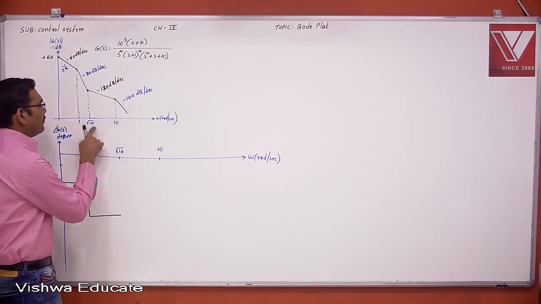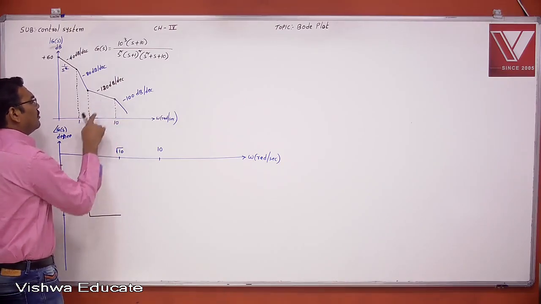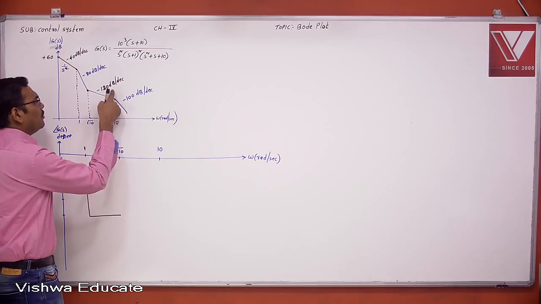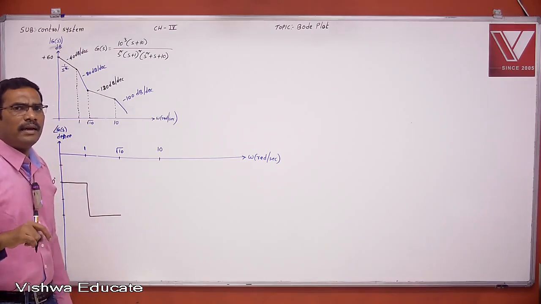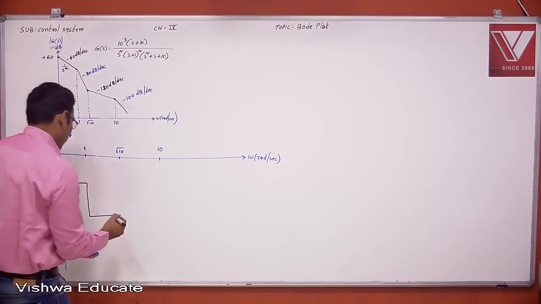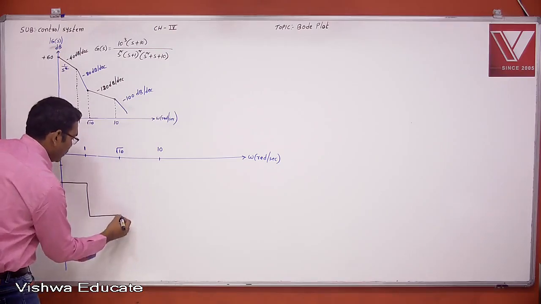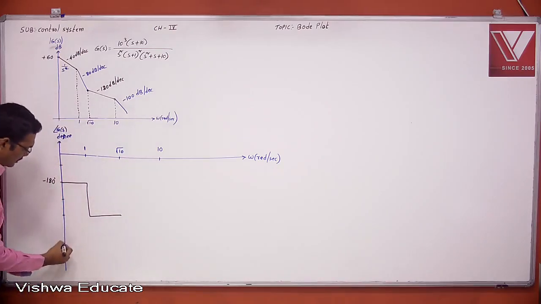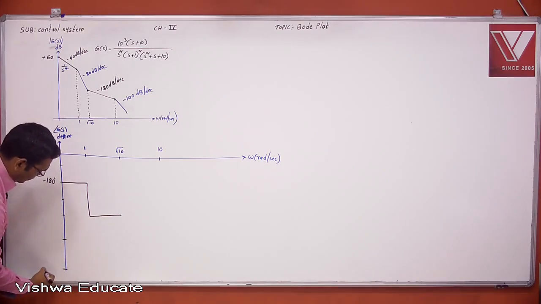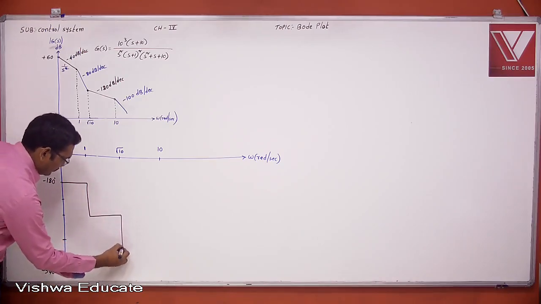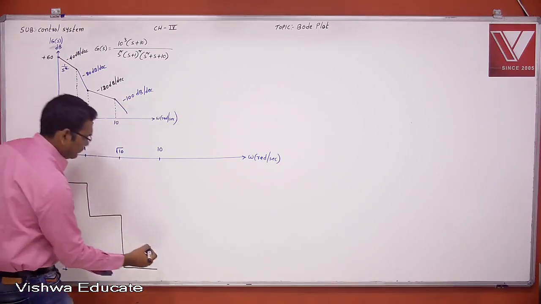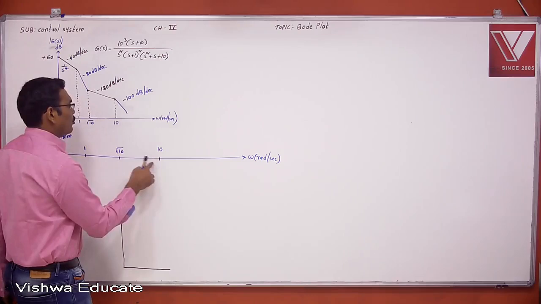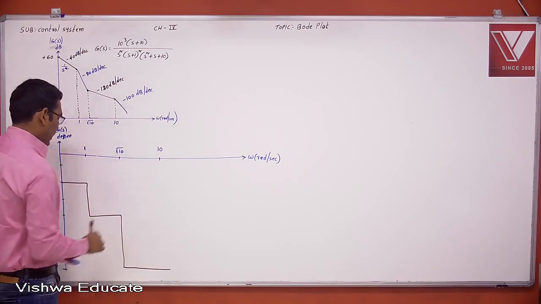Then √10 to 10 has slope minus 120, which means 6 into minus 20, which means 6 into minus 90, which means minus 540 degrees. So 6 into minus 90 is minus 540, meaning this goes from minus 360 to minus 450 to minus 540. Now this is minus 540 degrees.